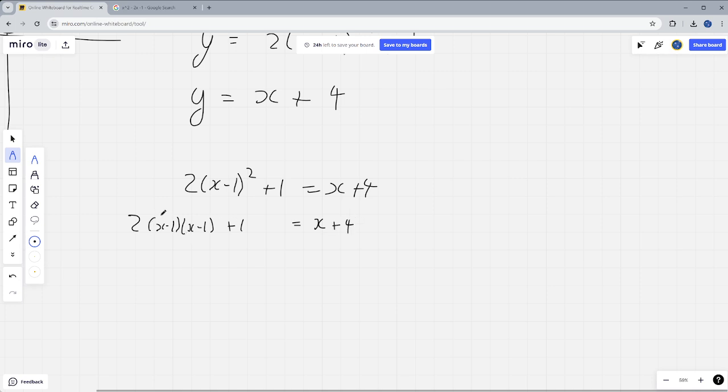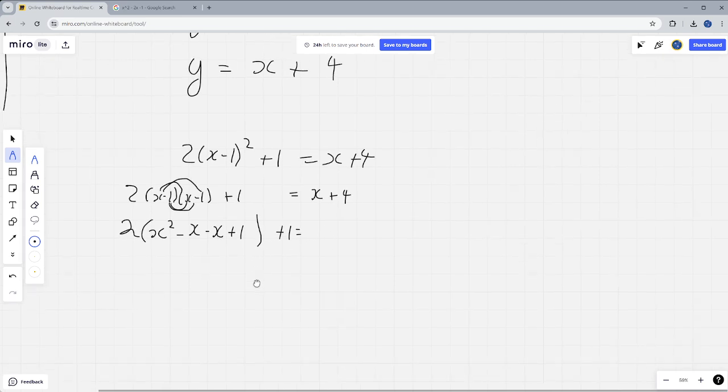And let's FOIL this out. So x times x is x squared, minus x, plus 1, right? And we have all this multiplied by 2, and then we still have plus 1, and still equal to x plus 4. And now let's distribute the 2, so 2x squared, this would reduce to negative 2x plus 1, and 2 times negative 2x, negative 4x plus 2 equals x plus 4.